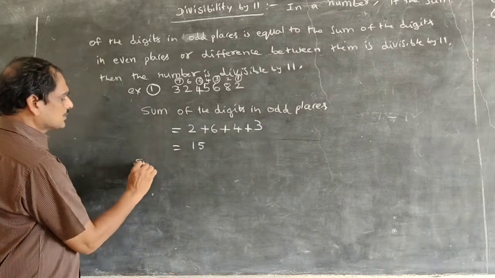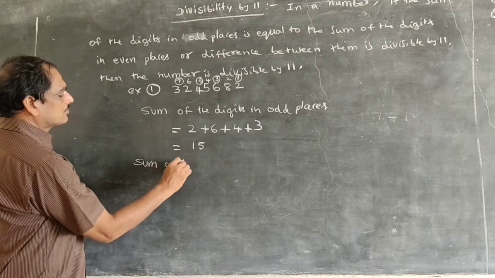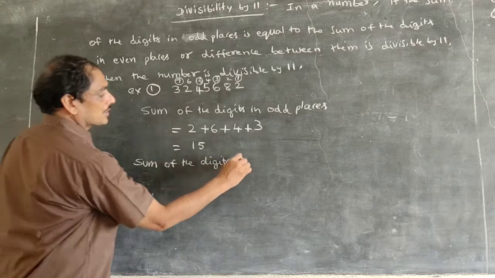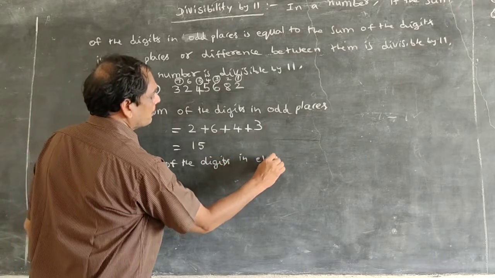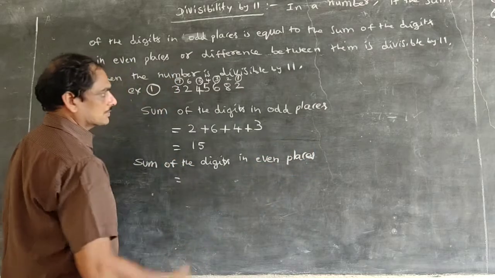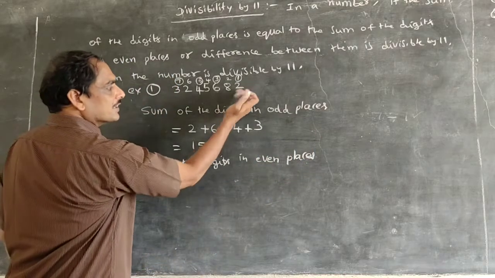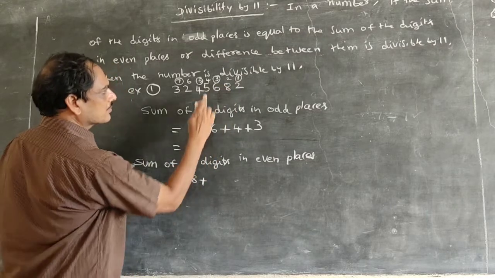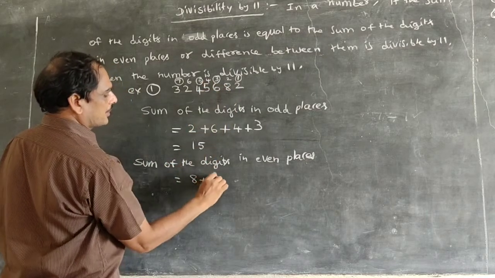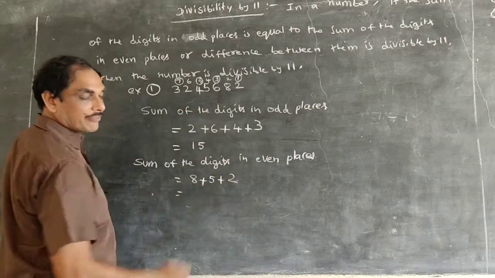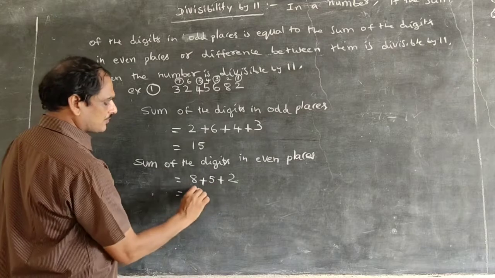Similarly, the sum of the digits in even places is equal to: from the right side, the second place digit is 8 plus the fourth place 5 plus the sixth place 2. Again 8 plus 5 is 13 plus 2 is 15.